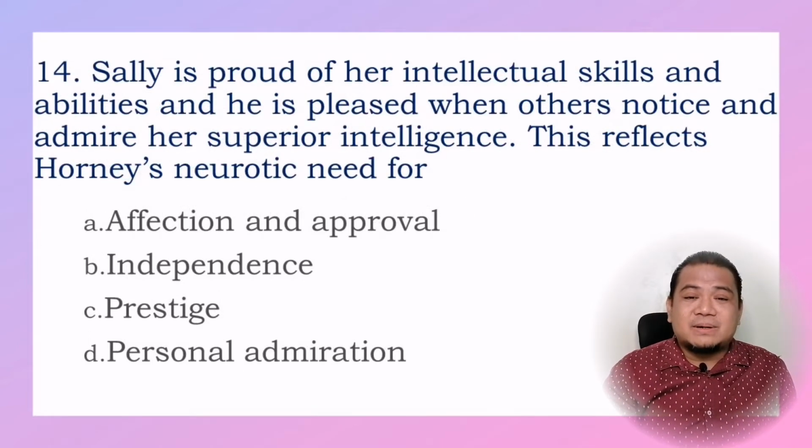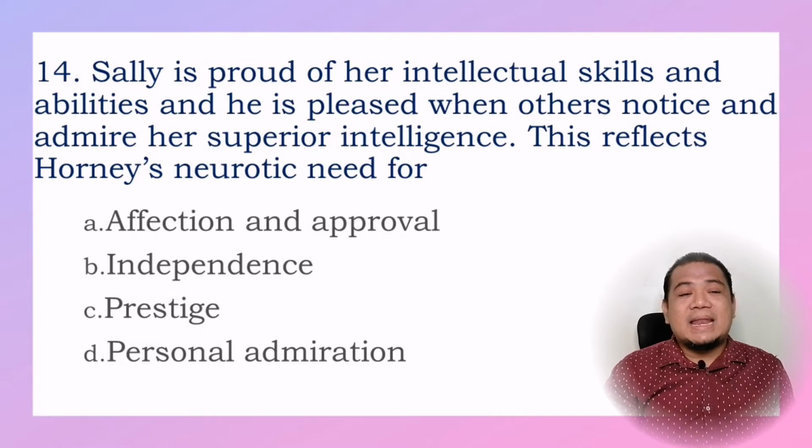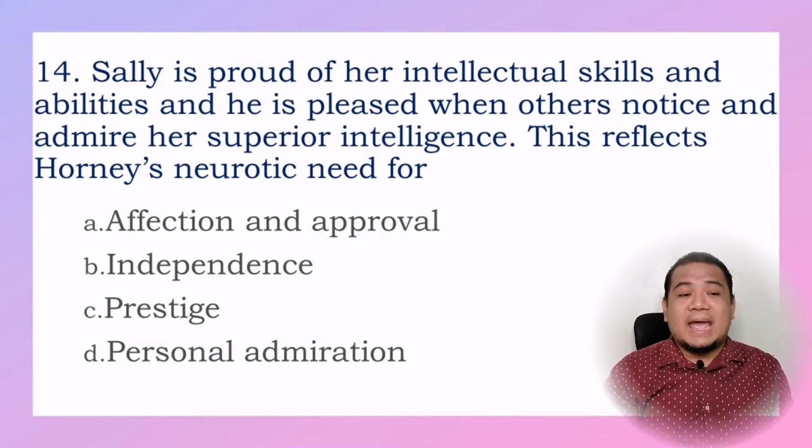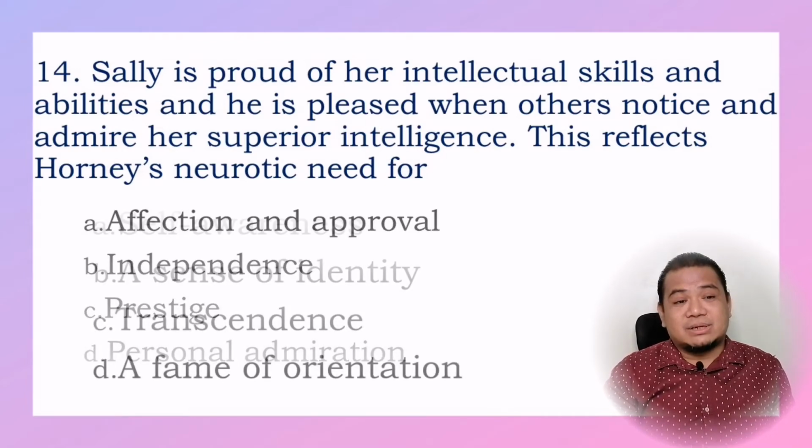Number 14. Sally is proud of her intellectual skills and abilities, and she is pleased when others notice and admire her superior intelligence. This reflects Horney's neurotic need for: A. Affection and approval. B. Independence. C. Prestige. Or D. Personal admiration.